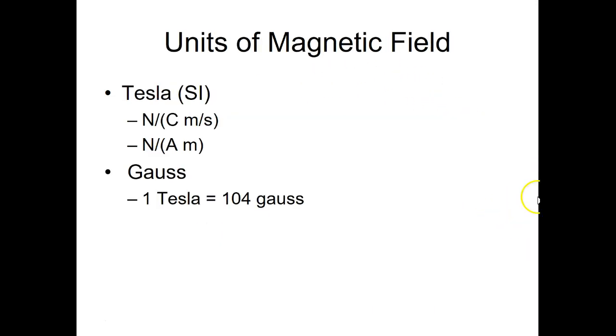The units of magnetic field are Teslas, that is a Newton per Coulomb times a meter per second, or a Newton over an amp meter. And we will use that Tesla most of the time. Another unit of magnetic field is called a Gauss, and 1 Tesla is about 10^4 Gauss.